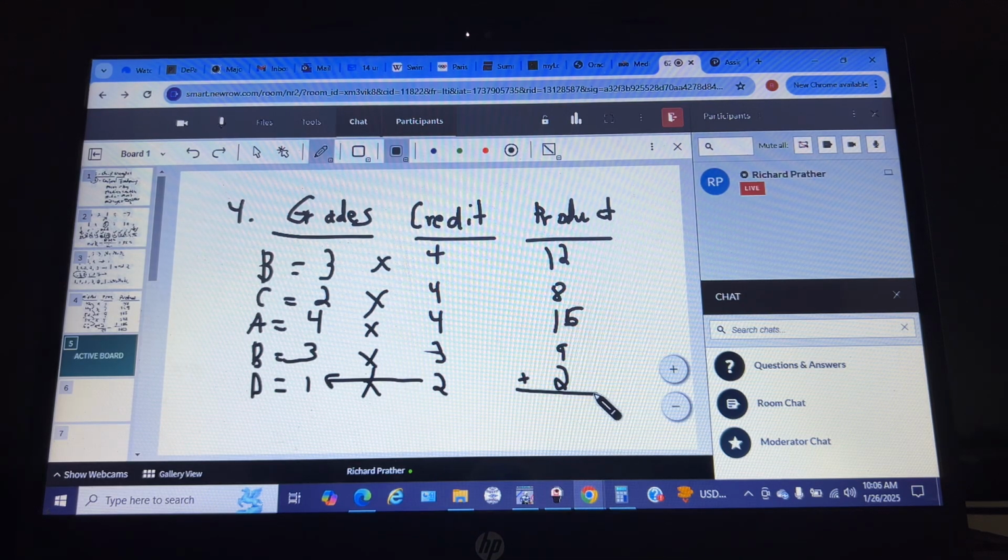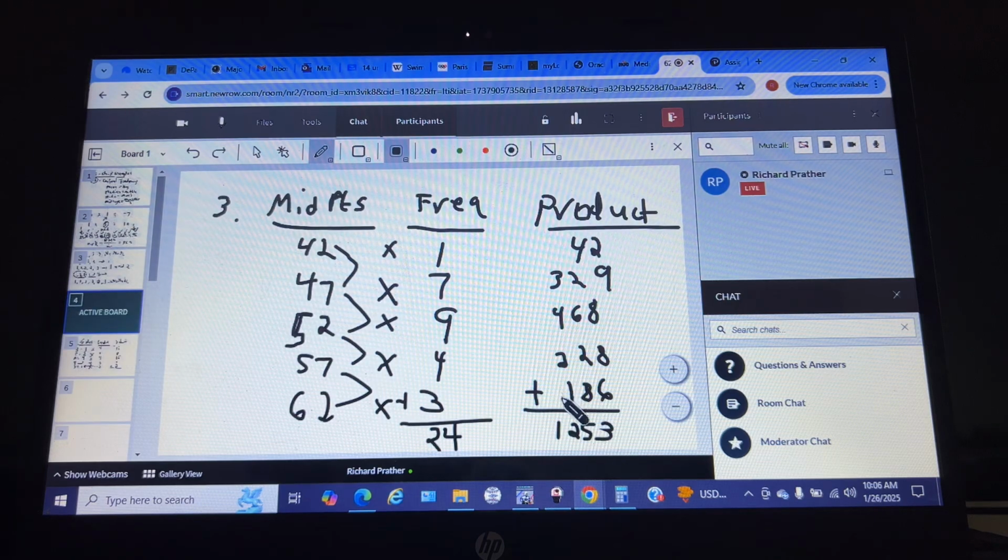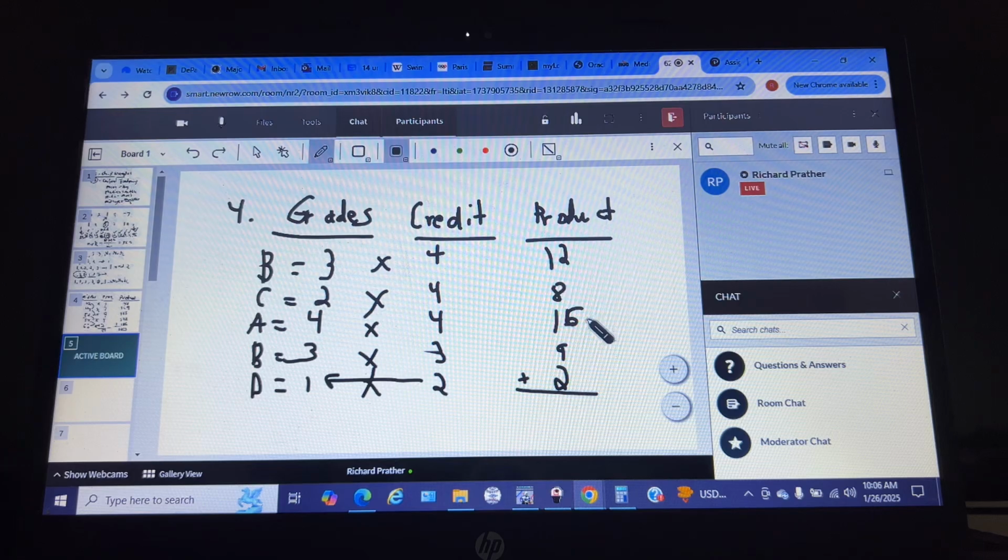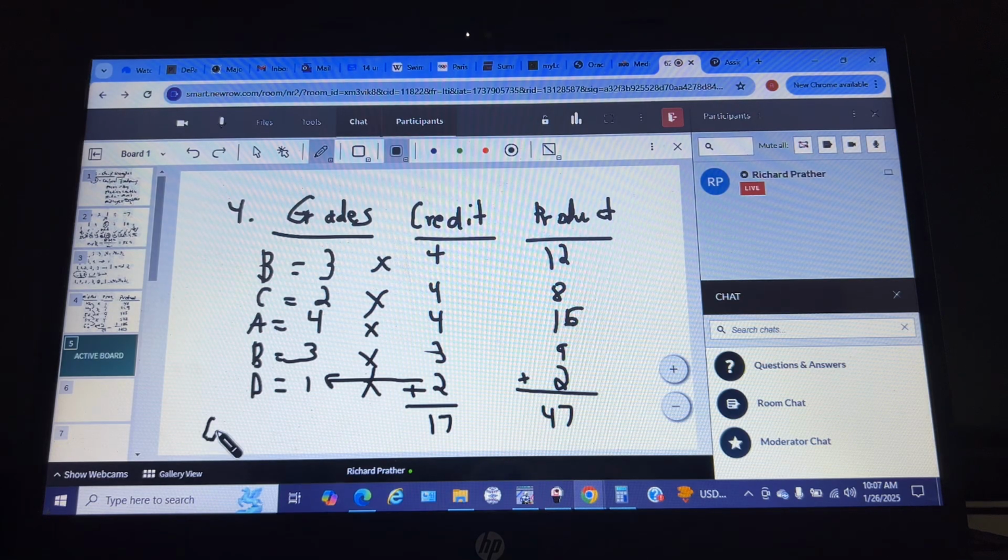You always add the product column in both of these scenarios. You add the product column, and that's what you're going to do first in the calculator. And then you add one of the other 2 columns, and that's what you're going to divide by. So 12 plus 8 is 20, plus 16 is 36, plus 9 is 45, plus 2 is 47. And yes, you could just use a calculator. What we want to divide by is how many credits we took. So add up the credits: 4, 8, 12, 15, 16, 17. So their GPA for this semester is 47 divided by 17.